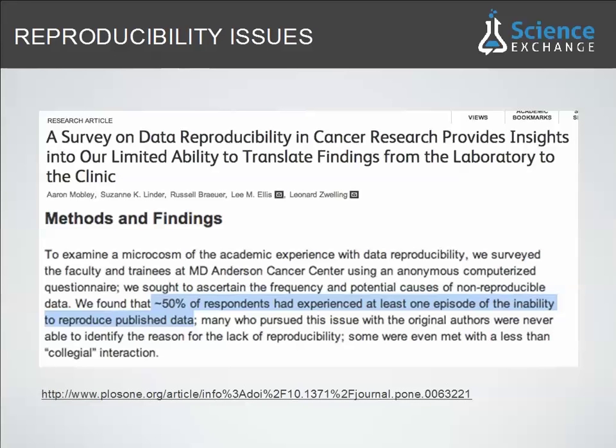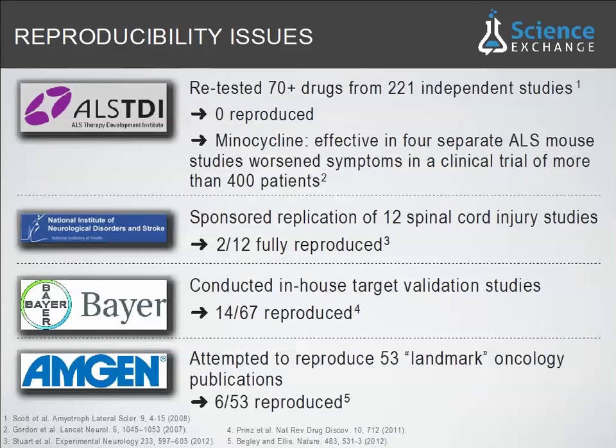So in particular, this was a survey that was published from MD Anderson, who examined the academics' experience with reproducing published data. And they found that about 50% of respondents had experienced at least one episode of the inability to reproduce published data. So this result was fairly high, but comparable with other results that have subsequently been published about the reproducibility when replication studies were conducted. So there are very few replication studies that have been conducted, but of the ones that have been conducted, the results are fairly worrying.